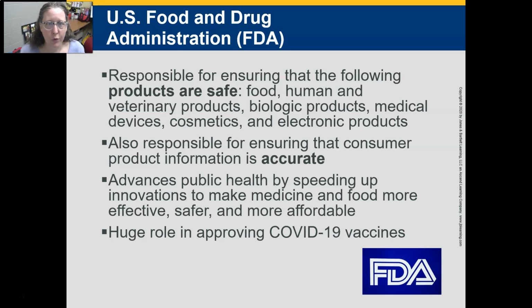Next, we have the U.S. Food and Drug Administration, also known as FDA. It is responsible for ensuring that the following products are safe. So food, right, and drugs, but also human and veterinary products, biological products, medical devices, cosmetics, and electronic products. Biologic products could be something like the immunotherapies and vaccines and things like that. Medical devices could be things that are put in, also implants and things like that. Cosmetics, of course, makeup, etc., things that you put on your skin or your face.